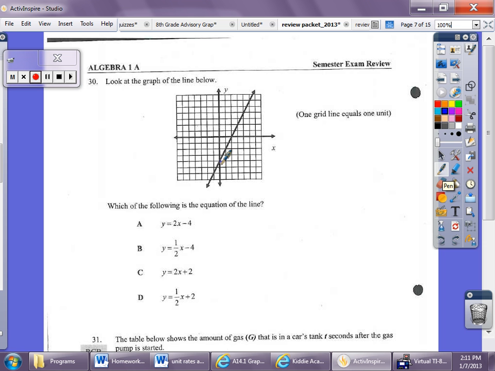Well, when we look at this, we know that it has a y-intercept of -4. So our b is equal to -4. Now we can determine the slope, and if I add a couple points on, I know that my graph goes up 2 and right 1, so our slope is 2. So our equation is going to be y equals 2x minus 4, which is A.